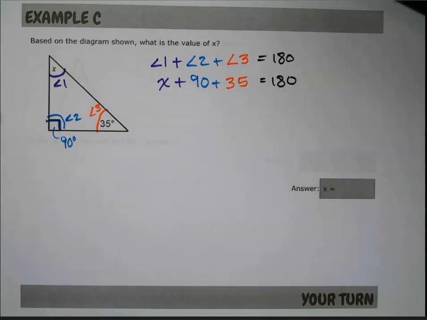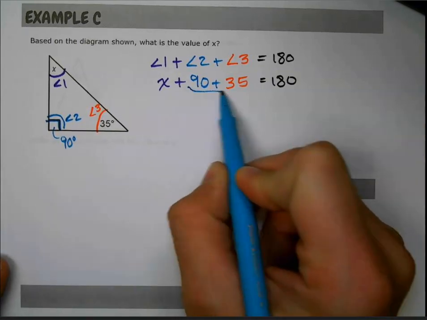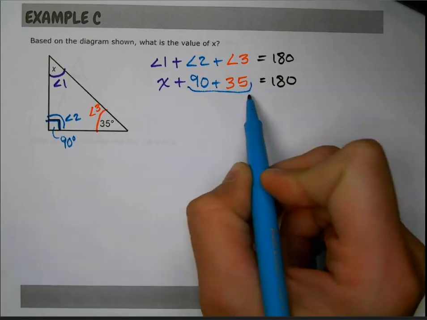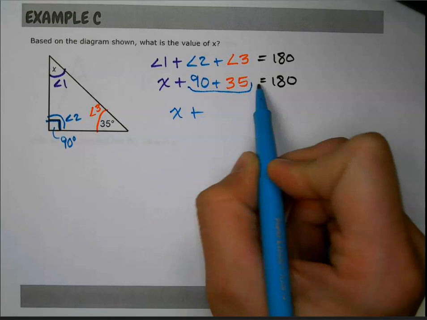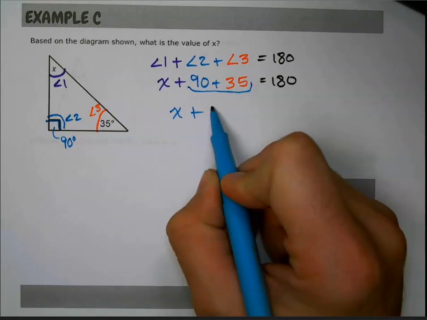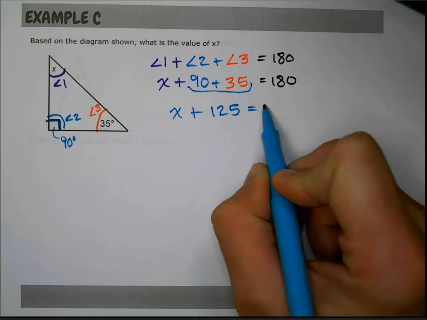So let's solve for x. First thing we need to do is combine like terms. These two numbers right here that don't have any x's or anything, I need to add those together. So x plus 90 plus 35 is 125. And all that equals 180.